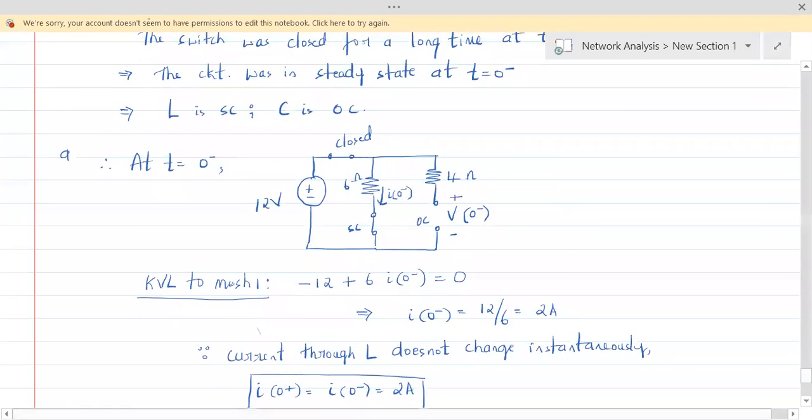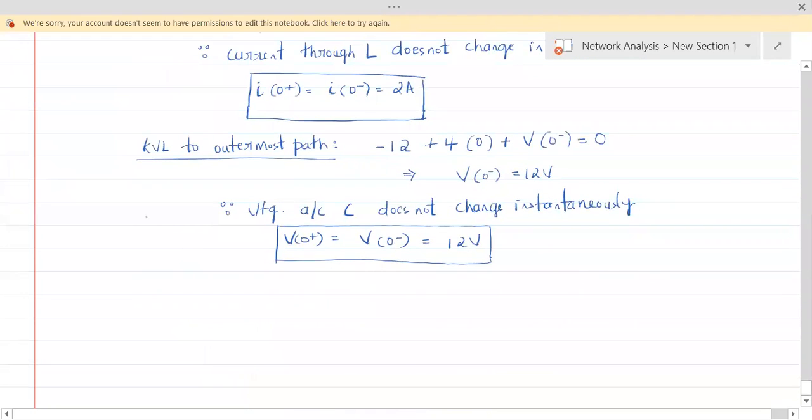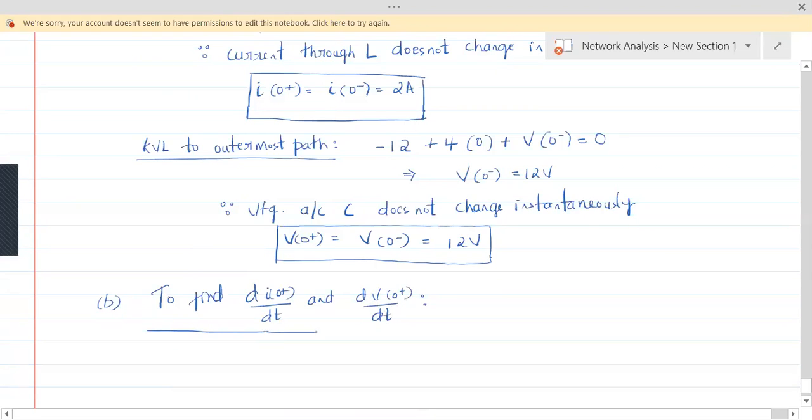A, this is question number A. In question number B, we have to find out the first order differentials, that is to find di of 0 plus by dt, and dv of 0 plus by dt. So what we do for this, we consider the circuit at t equal to 0 plus.